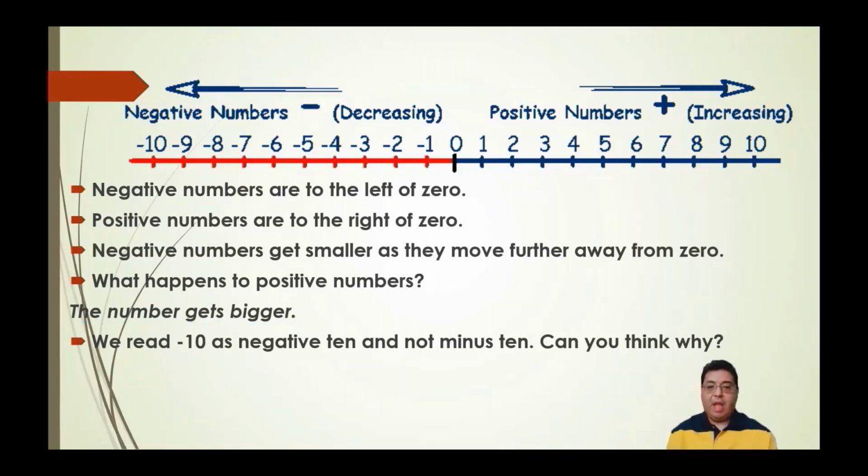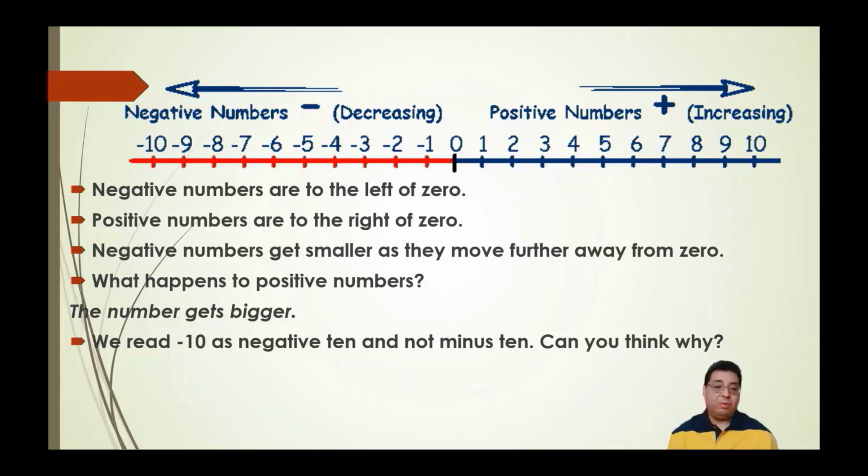One thing we need to keep in mind is that we read -10 as "negative 10," not "minus 10." I'm wondering, can you think why? Why would we call -10 here "negative 10" and not "minus 10"? Why is that?